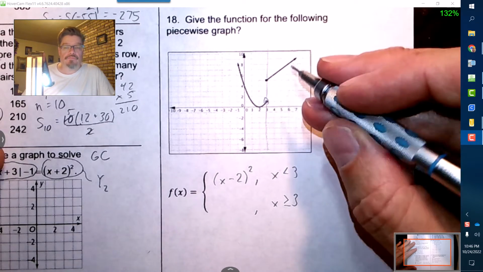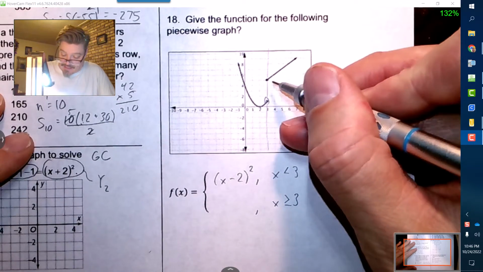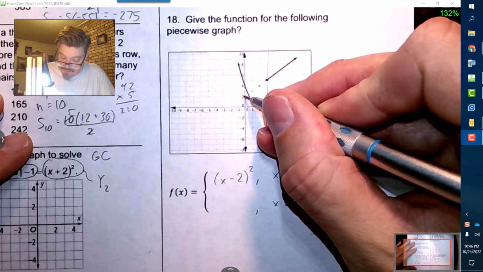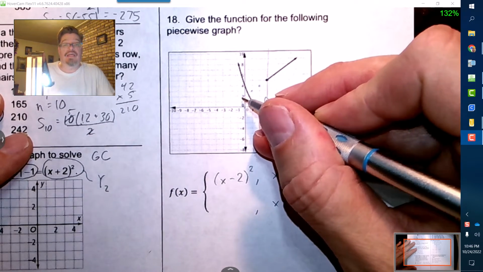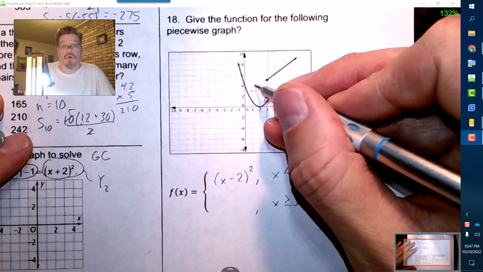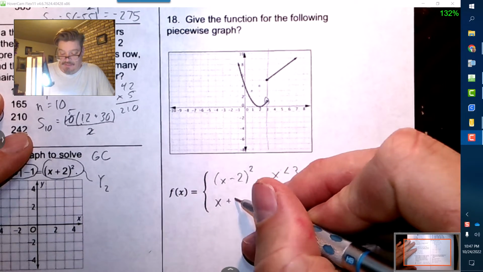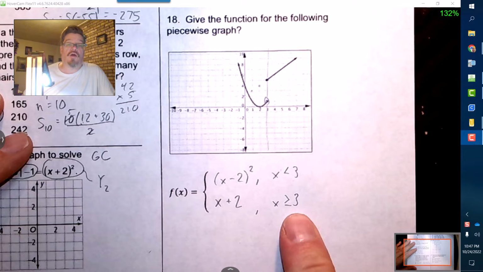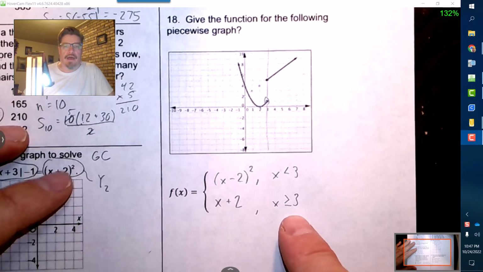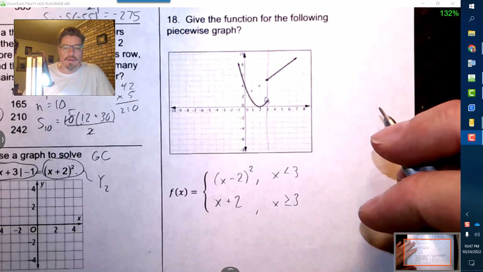Okay. Now for this line, I have to extend him so that I can clearly see. It looks like he's got a slope of +1. So it looks like if he were to extend, he would actually hit +2, and he'd have a slope of 1/1, and it would be positive. So he would be x plus 2. But I only want the part that is greater than or equal to +3. So therefore, I have two pieces. All right, that's it.